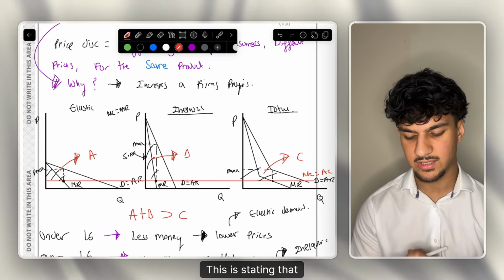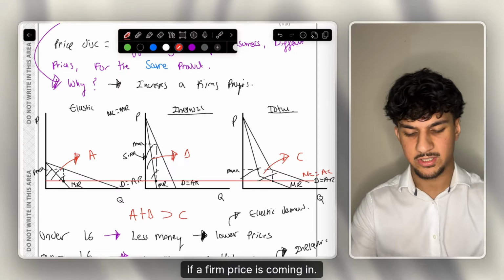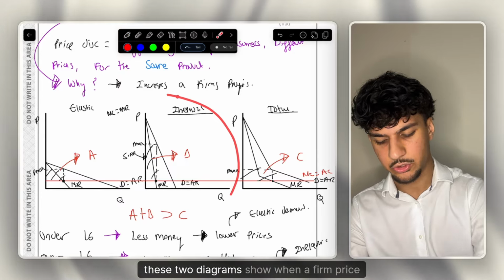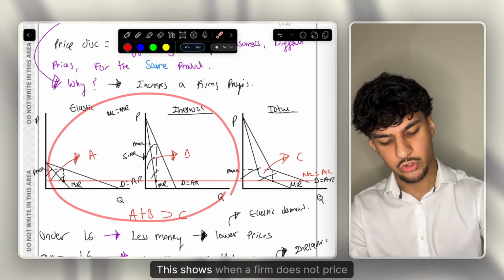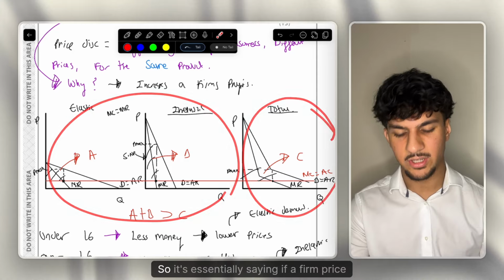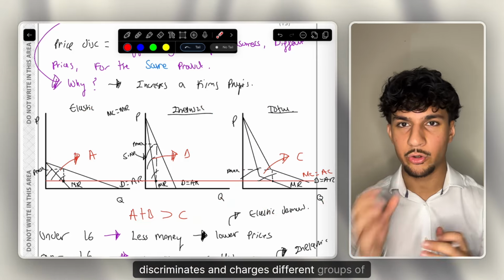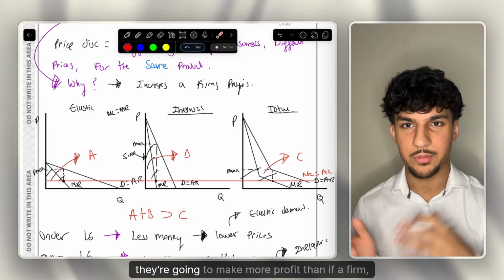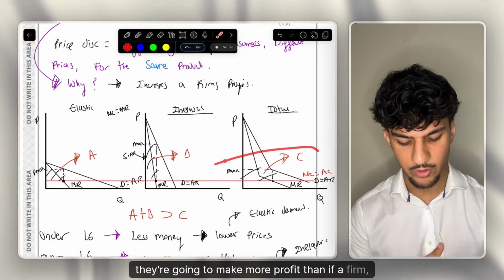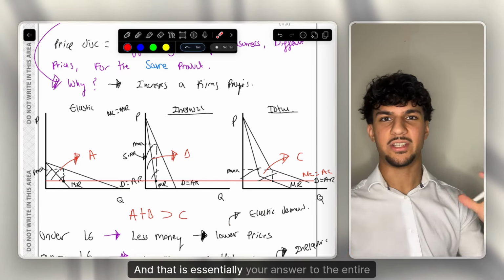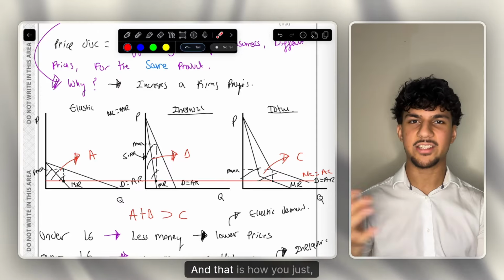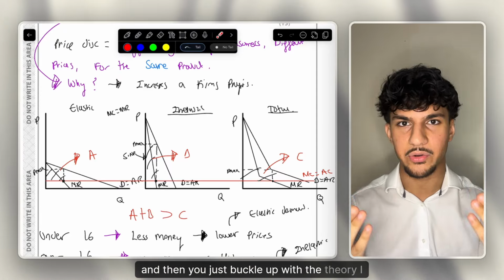This is stating that if a firm price discriminates, like I said, these two diagrams show when a firm price discriminates, and this shows when a firm does not price discriminate. So it's essentially saying, if a firm price discriminates and charges different groups of consumers different prices, they're going to make more profit than if a firm does not price discriminate. And that is essentially your answer to the entire question. And that is how you back that up with the theory I explained.